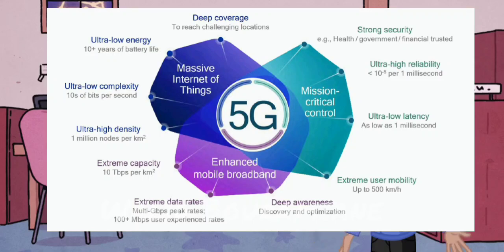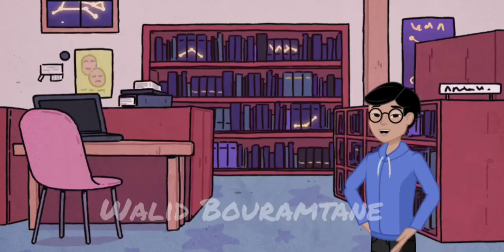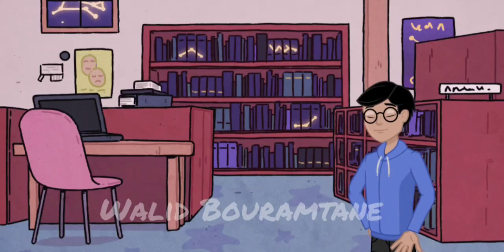3. Higher capacity. 5G can support a vastly higher number of connected devices compared to its predecessors. This is particularly important for the Internet of Things, IoT, where billions of devices, from smart home gadgets to industrial sensors, can operate simultaneously without network congestion.